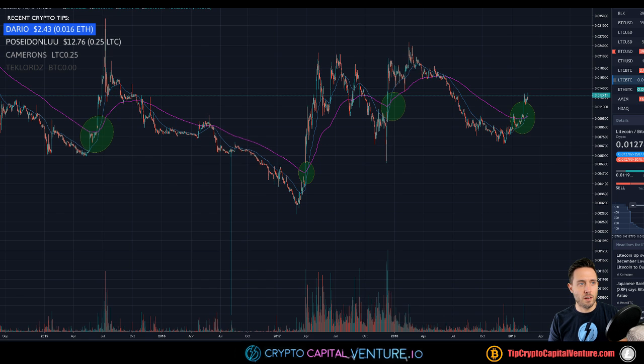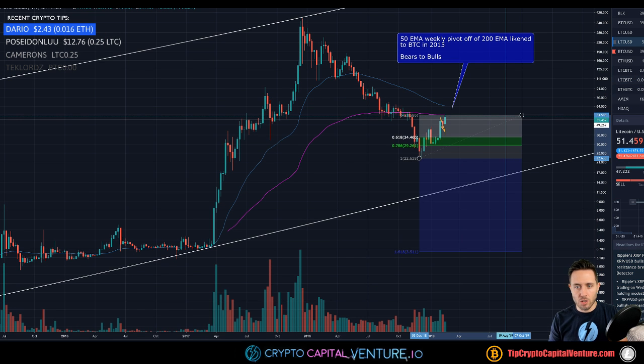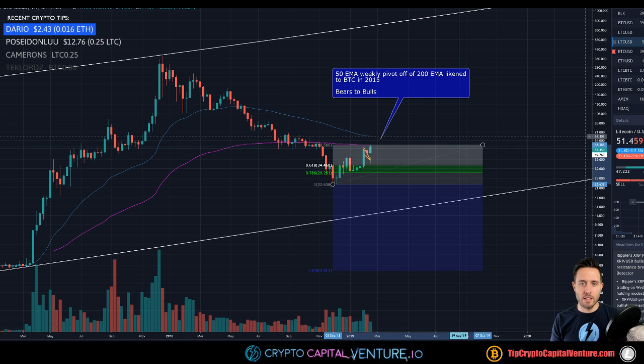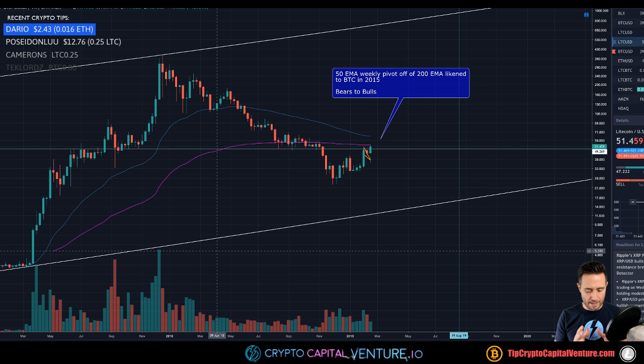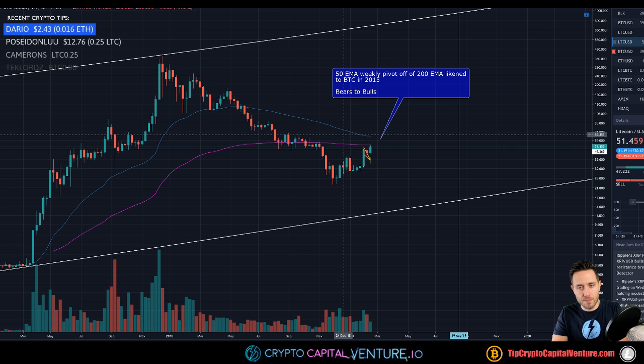LTC on the weekly also can paint a picture for you in terms of potential room for a retracement, a pullback. You see the 50 EMA weekly pivot off of the 200 EMA is something that we can really look for in Litecoin, from the bears to the bulls, right? It's like the handoff, end of bear market into bull market. It's a slow and steady trade, a slow and steady handoff. And so I just call it a weekly pivot, the 50 EMA off of the 200 EMA.